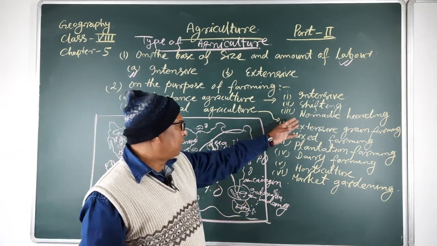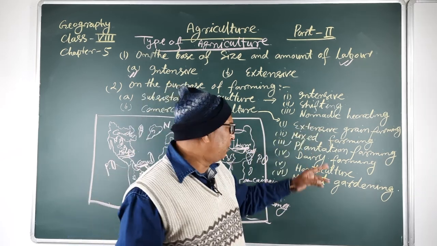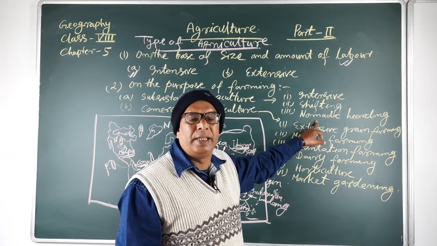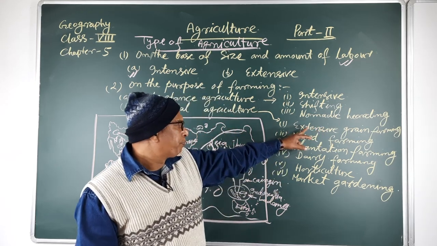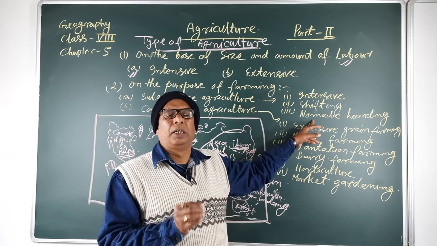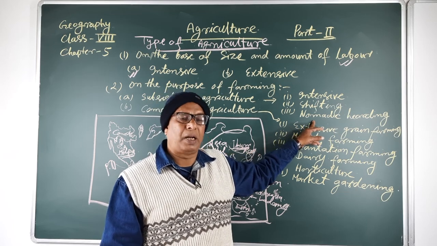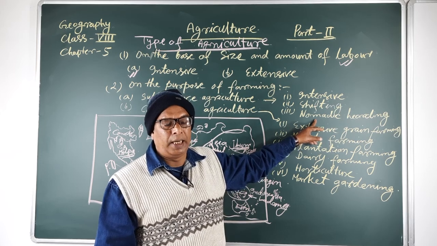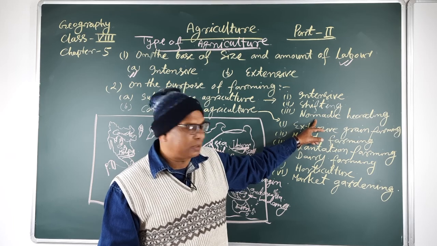Now, we will also discuss nomadic herding. What is the meaning of nomadic herding? Mainly, this type of agricultural farming practice is found in the arid and semi-arid zones of the world. Nomadic herding means an area where the climate is not favorable for living and survival of life. That area has very small areas and cannot easily support agricultural farming.